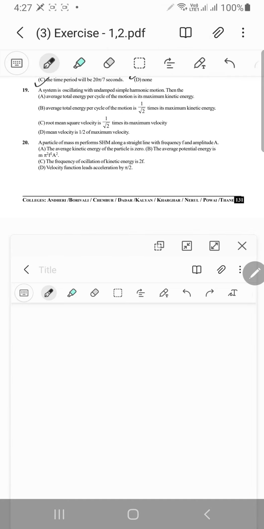A system is oscillating with undamped simple harmonic motion, then the average total energy per cycle of motion is the maximum energy. Average total energy, okay. I mean, it doesn't even change. Total energy is constant, right? Per cycle of motion is its maximum kinetic energy. But yeah, it is the average total energy per cycle of motion. What even is this average total energy thing?